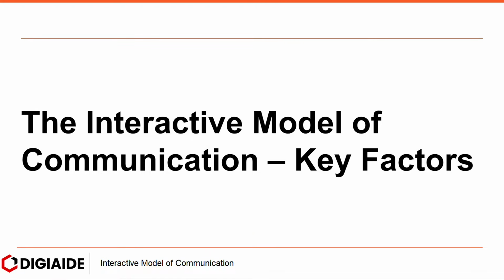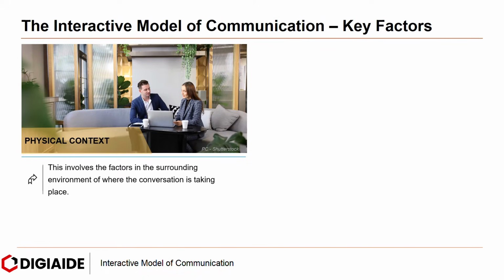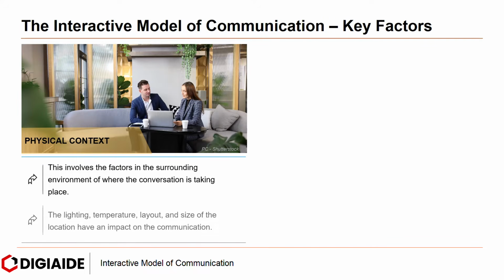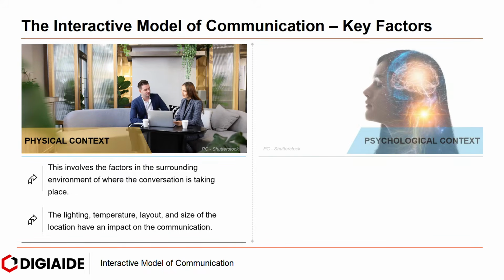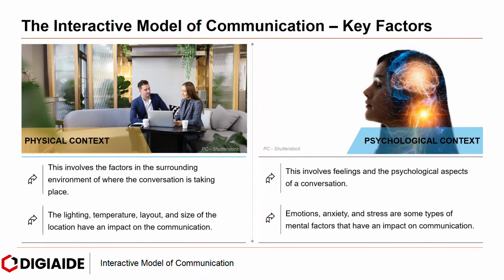Moving on to the interactive model of communication, key factors. There are two broad factors. First, physical context. This involves the factors in the surrounding environment of where the conversation is taking place. The lighting, temperature, layout, and size of location may have an impact on the communication. Next, psychological context. This involves feelings and psychological aspects of a conversation. Emotions, anxiety, and stress are some types of mental factors that have an impact on communication.